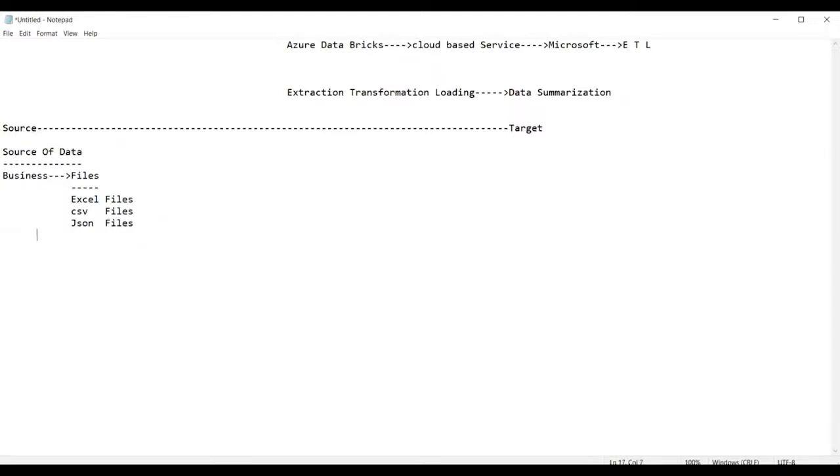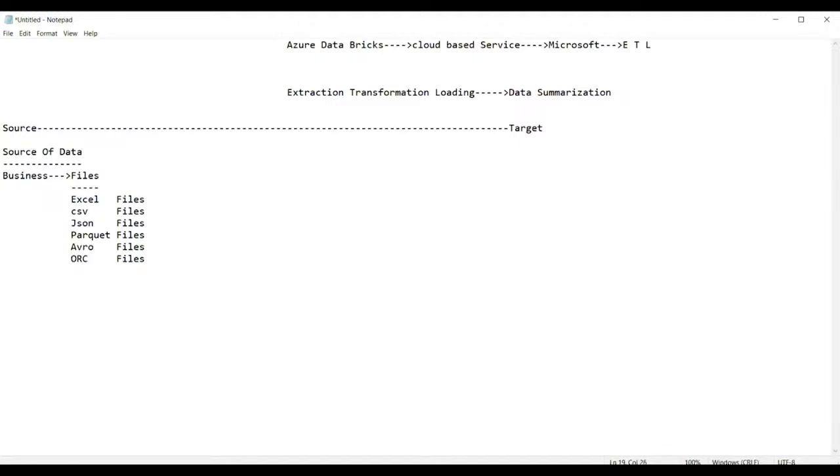And then afterwards, you have Excel files, CSV files, JSON files, and you have the Parquet files. Okay, guys, you have the Parquet files, and then you can have Avro files, and we can also have ORC files, various types of files.